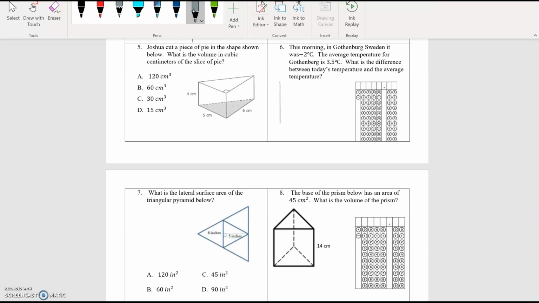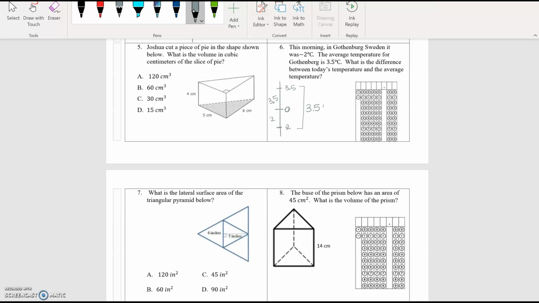So any temperature problem, we should be drawing a thermometer. Okay, so we're at 0. It says it was -2. And it says the average is up here at 3.5. And it's asking for the difference. So when it's asking for the difference, you're looking at, okay, I had to travel from here to here. So that's traveling 3.5. And then I traveled 2 more steps. So I need this together, okay?